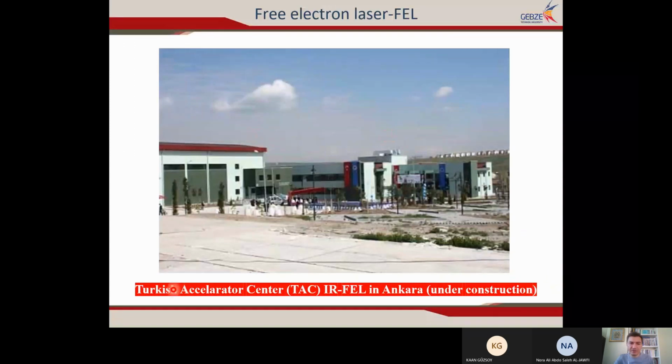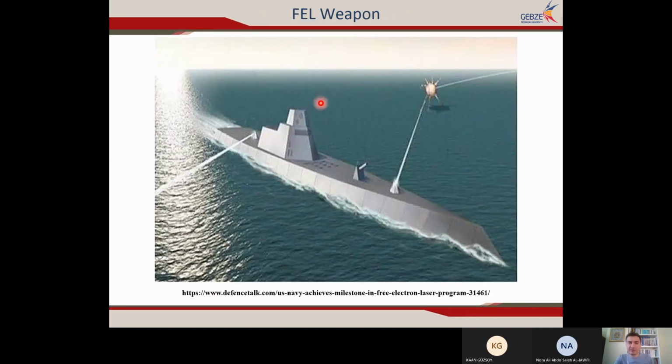This is the Turkish Accelerator Center in Ankara, and here within this building there is an infrared FEL. This is still under construction. Some parts are installed, and I think many parts are missing. They are still going on this. They are still constructing this infrared FEL. As I told you in the world map, there are many FELs, different FELs in United States, in Europe, also in Japan.